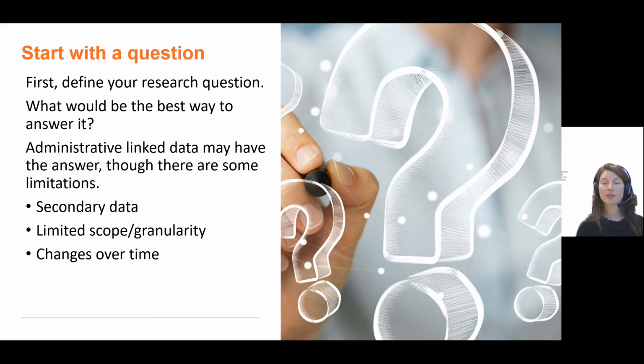So every research project starts with a question or a hypothesis. The research question will usually inform how you will be able to answer it. And in some cases, it may be appropriate to use linked administrative data. And in fact, there can be many advantages to using this type of data. However, linked administrative data may not be a suitable way for you to answer a particular research question. Remember, administrative data is secondary data, which means it is not collected for research purposes, but for other purposes.